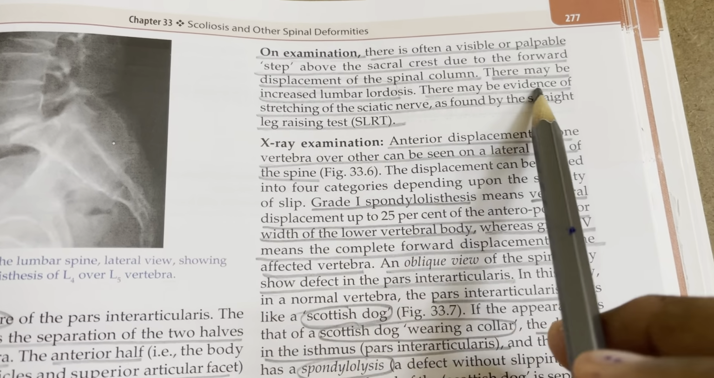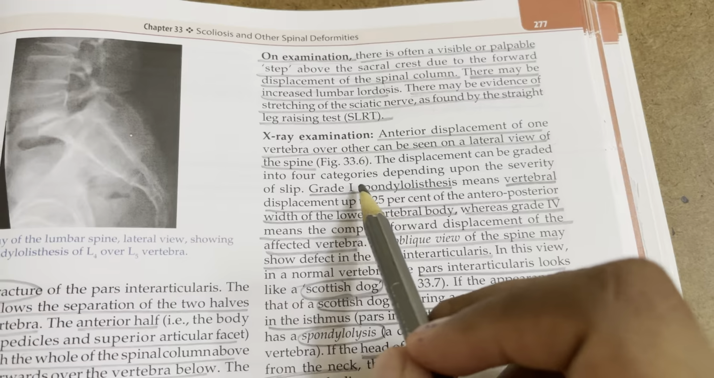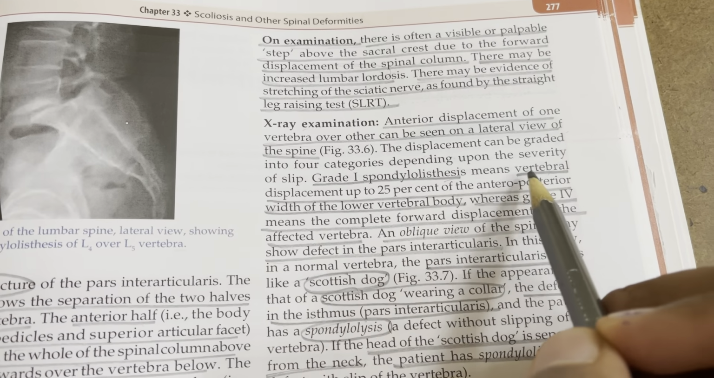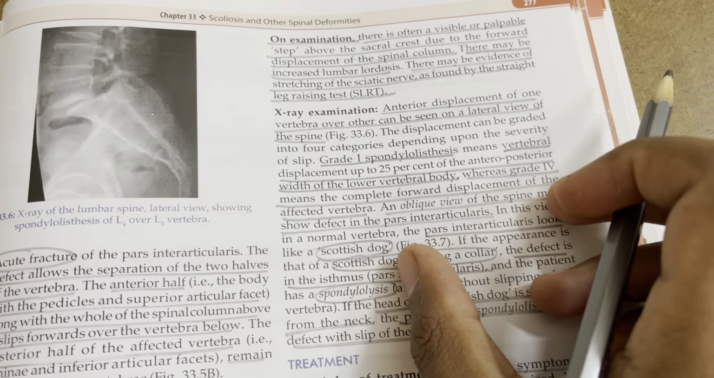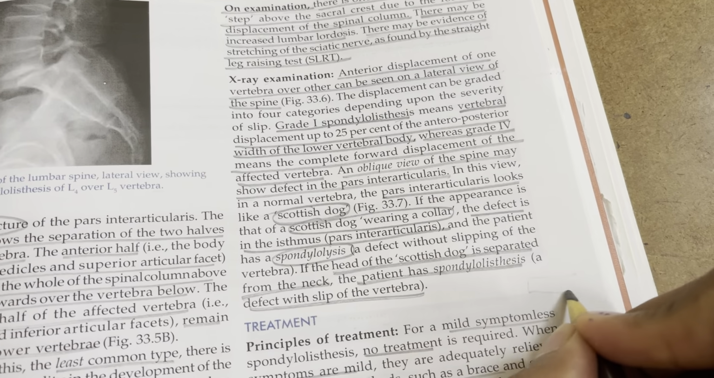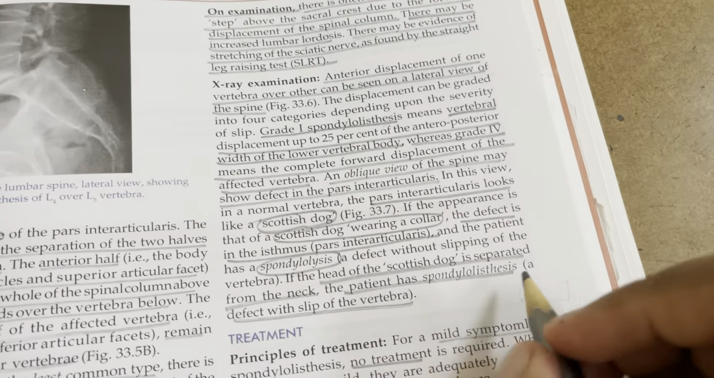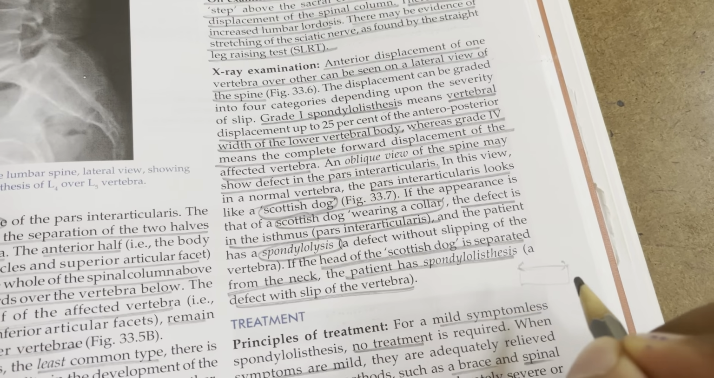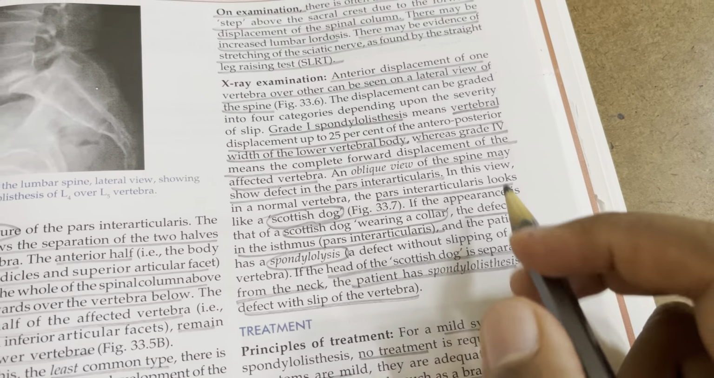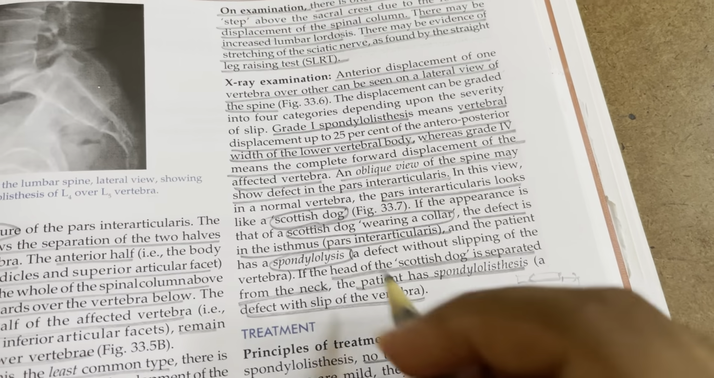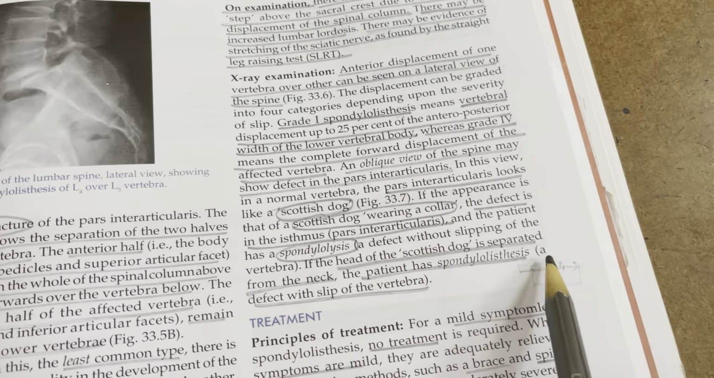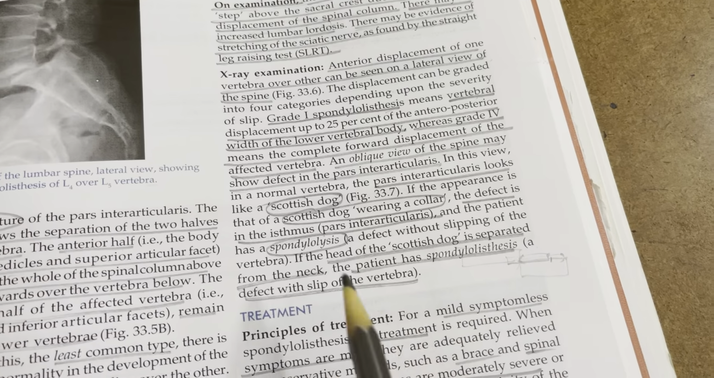X-ray examination: you can see anterior displacement of one vertebra over the other on lateral view of the spine. Grade 1 spondylolisthesis means vertebral displacement is up to 25% of the AP width of the lower vertebral body. If this is a sideways view, lateral X-ray, then this will be the AP diameter. So grade 1 is forward displacement up to 25%, whereas grade 4 means complete forward displacement of the vertebra.